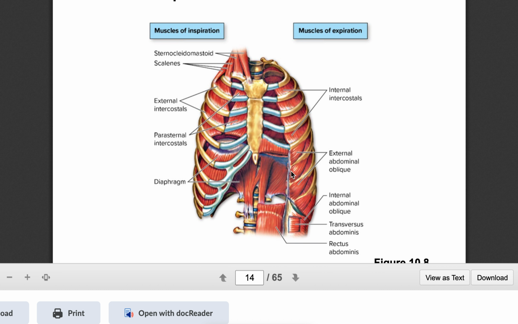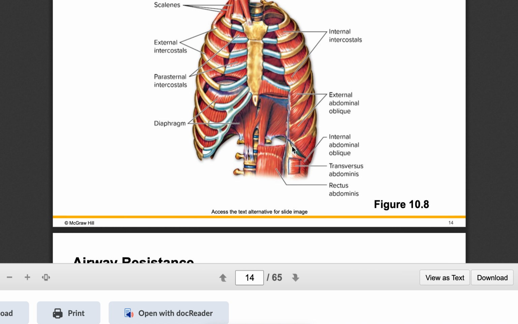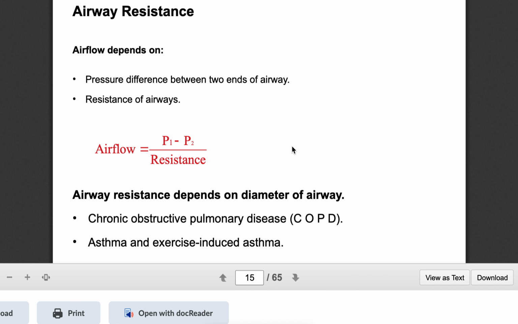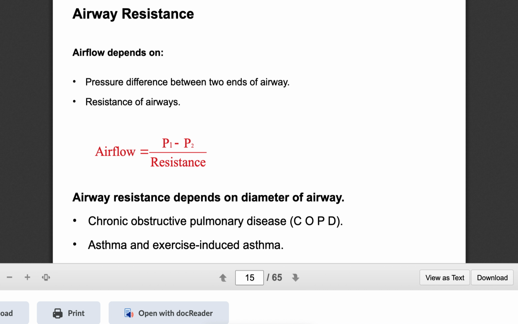And so you can see the muscles involved with that: diaphragm, intercostals, external intercostals as well. And so this all brings us to what we call airway resistance.